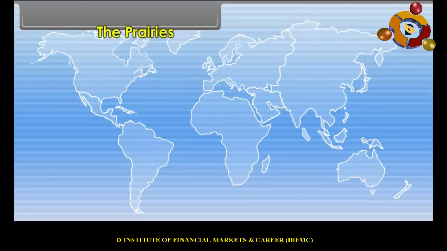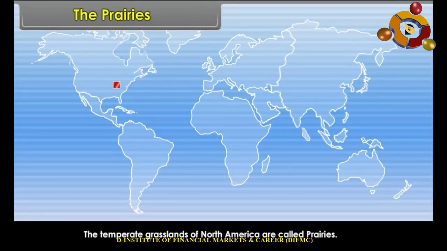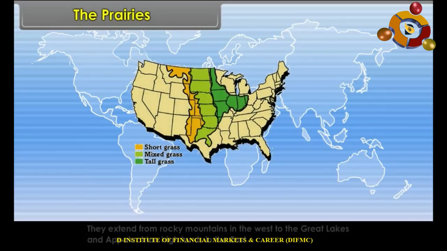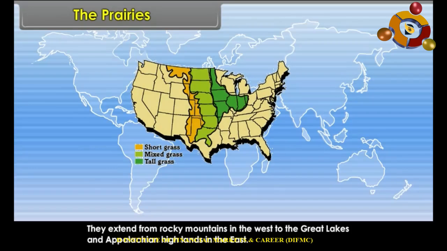The prairies. The temperate grasslands of North America are called prairies. For the most part, prairies are treeless, but near the low-lying plains, flanking river valleys, woodlands can be found. They extend from Rocky Mountains in the west to the Great Lakes and Appalachian Highlands in the east.